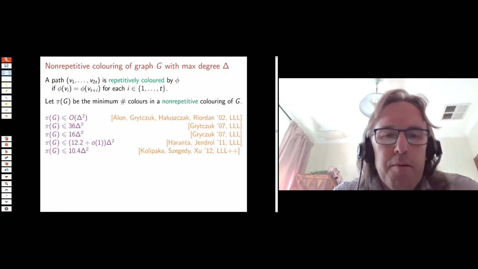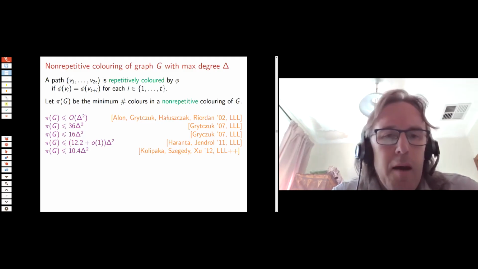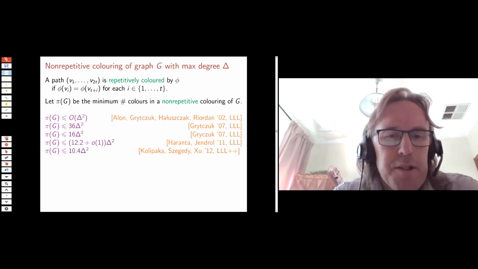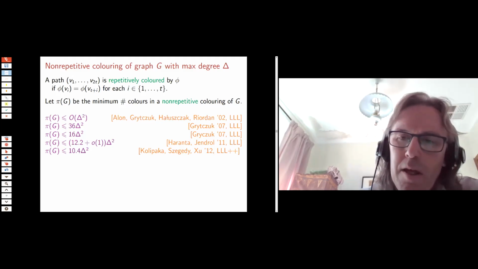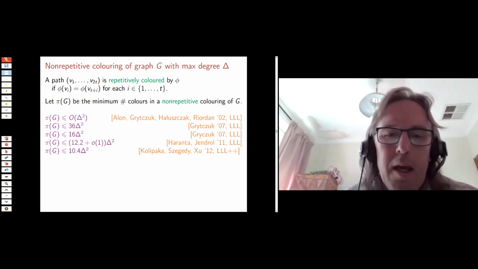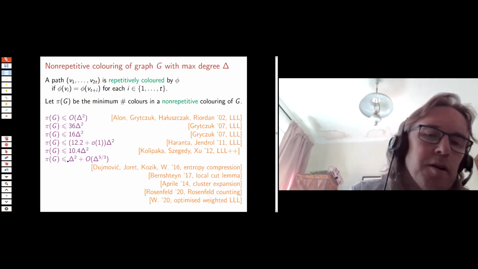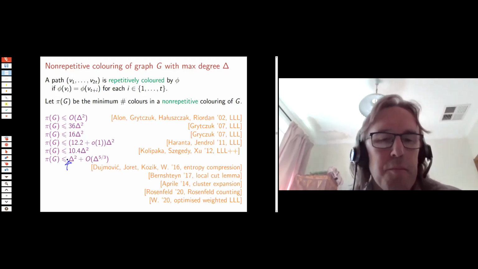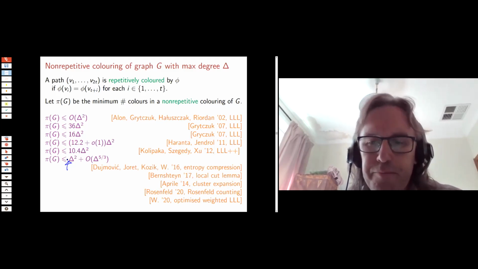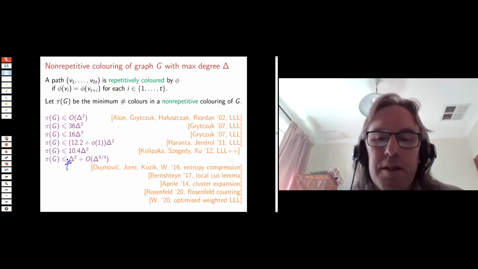And in the original paper on this topic, they proved a big O of delta squared upper bound on the non-repetitive chromatic number. And the constant in this delta squared term has been slowly improved. The first papers on this all used the local lemma, and then entropy compression came along, and that led to a significant improvement in terms of this constant, of course. The constant got brought down to 1. This is in a paper by Dujmović, Joret, Kozik, and myself. And so this delta squared plus big O of delta to the 5/3 upper bound is the best known bound.